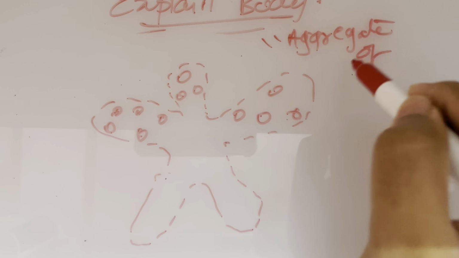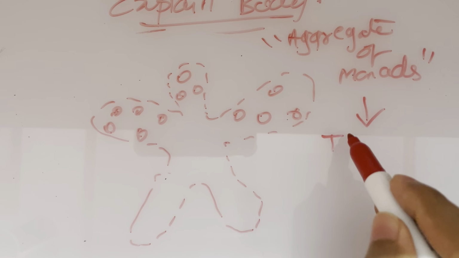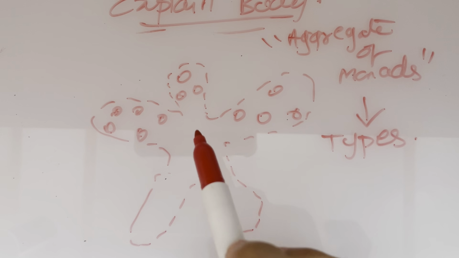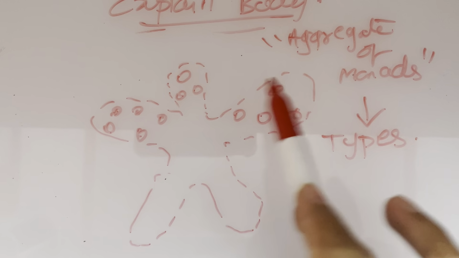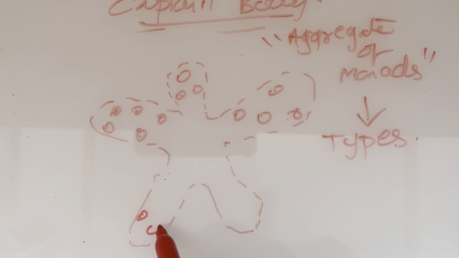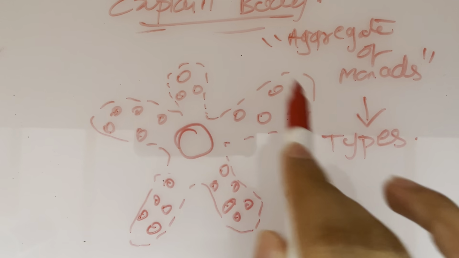Aggregate of monads, and monads come with different types. No need to say that all these monads are of different types. They're unique, but they are infinitely small, infinite in number, and vary in degree of consciousness. So that dictates their type, and a body is an aggregate of different types of monads, and we have the highest type of monads among all these monads.